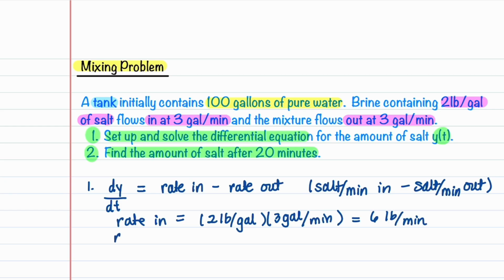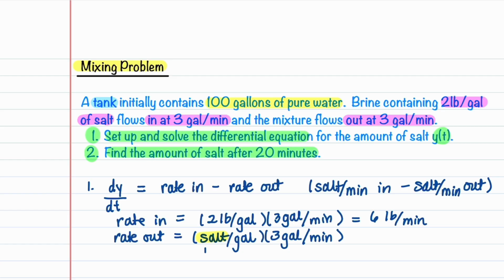Now let's look at the rate out. We are not told how many pounds are flowing out because that's what we want to find. So the amount going out, we're going to say is the amount of salt per gallon. And we're told that it flows out at 3 gallons per minute. I'm going to highlight this because I think that's the hardest part.